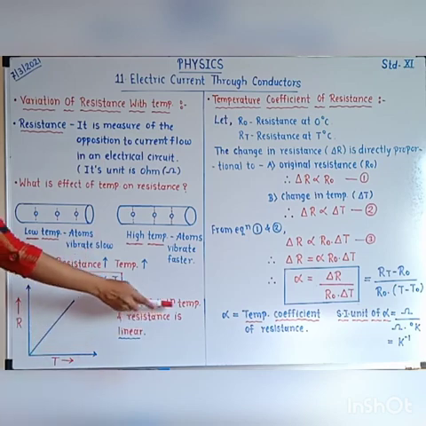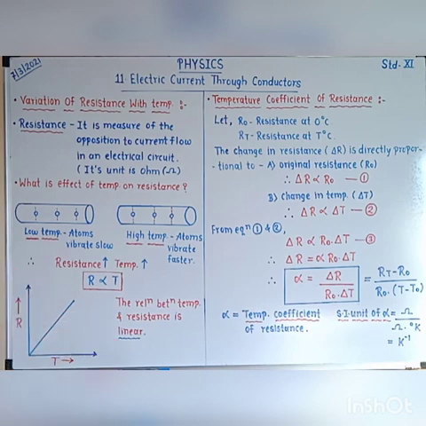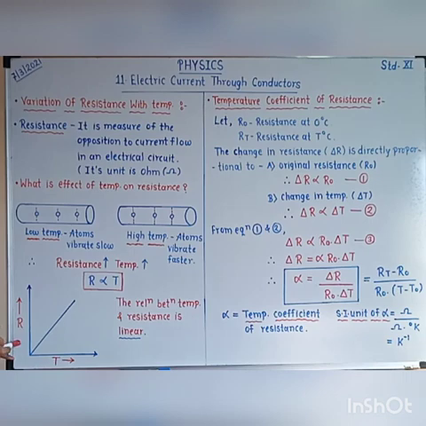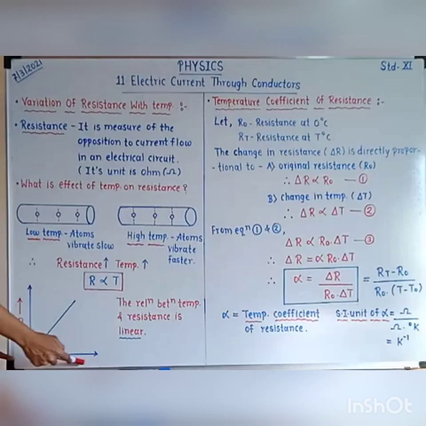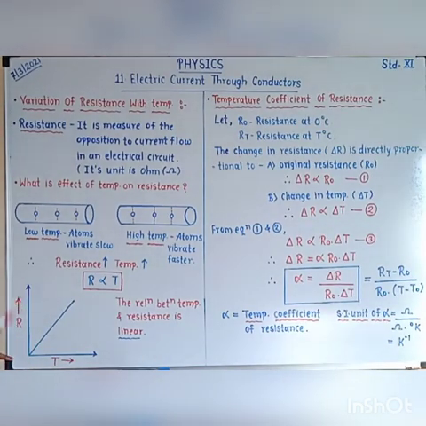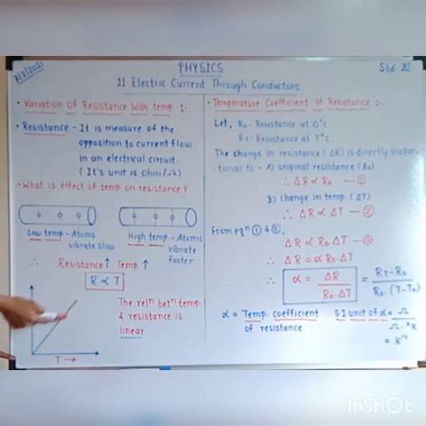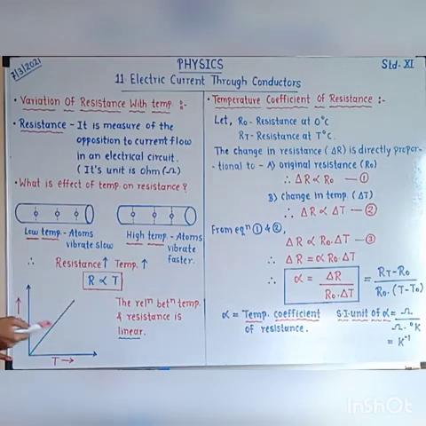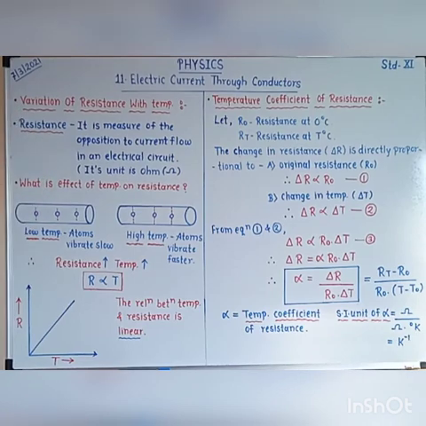And the relation between temperature and resistance is always linear, because now this is the graphical representation of the relation between resistance and temperature. On the x-axis is the temperature of the conductor, and on the y-axis the resistance of the conductor. If temperature increases, resistance also increases. So here we get the linear relation between resistance and temperature. So this is about variation of resistance with temperature.